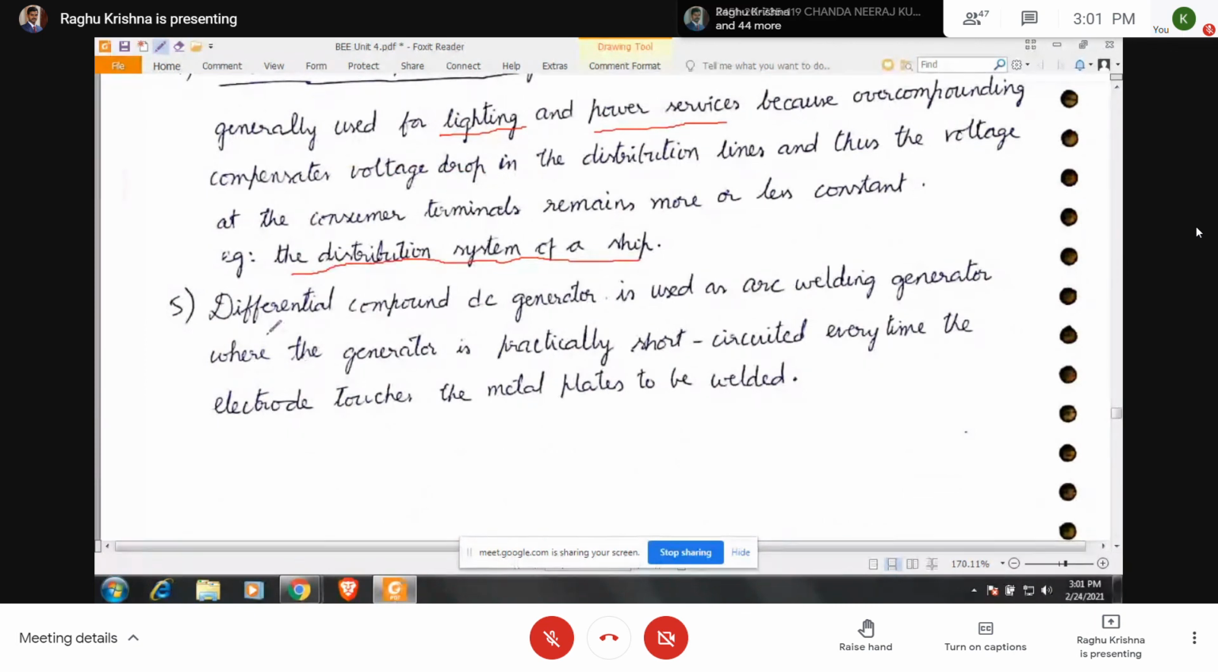The next one is the last one, the differential compound DC generator. The diagram I will show in the next class. The differential compound DC generator is used for arc welding. For welding purposes, we use the differential compound DC generator. In the next class, I will show the characteristics of a differential compound DC generator.